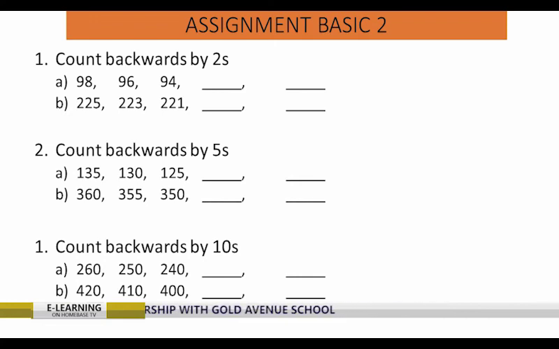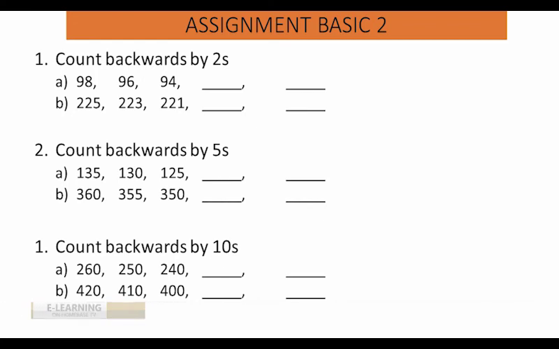Number 3, you are to count backwards by 10s. A, we have 260, 250, 240. B, we have 420, 410, 400. With this, you are supposed to continue with the next count in twos, in fives, and in tens.